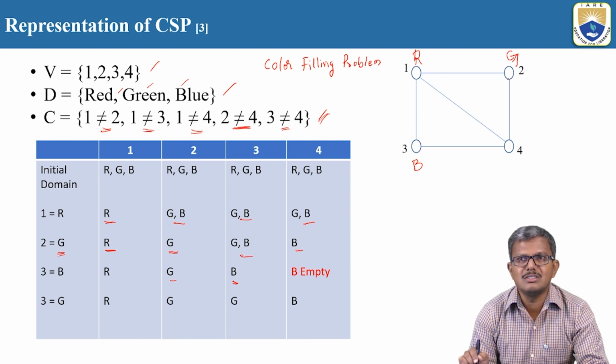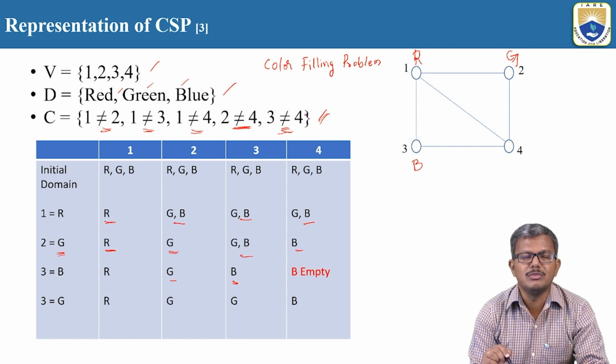Means you already filled this circle with green color, so you should not take green color in this circle. And here already blue is there. But another constraint, what is that? 3 should not be equal to 4. Means blue is already there in the third circle, so you should not fill this fourth circle with blue color again. So what we have to do is perform backtracking.